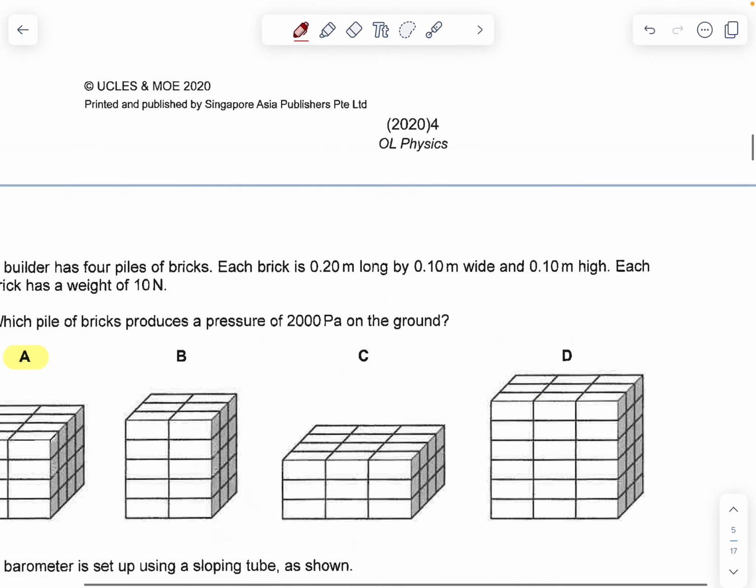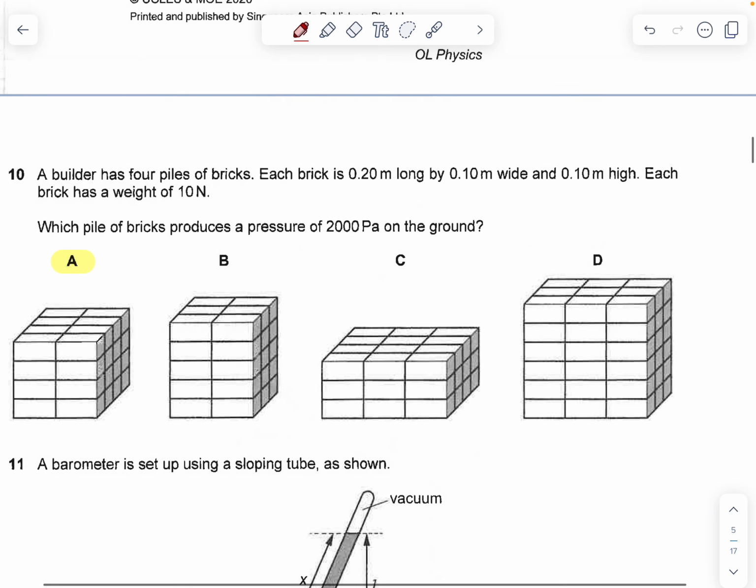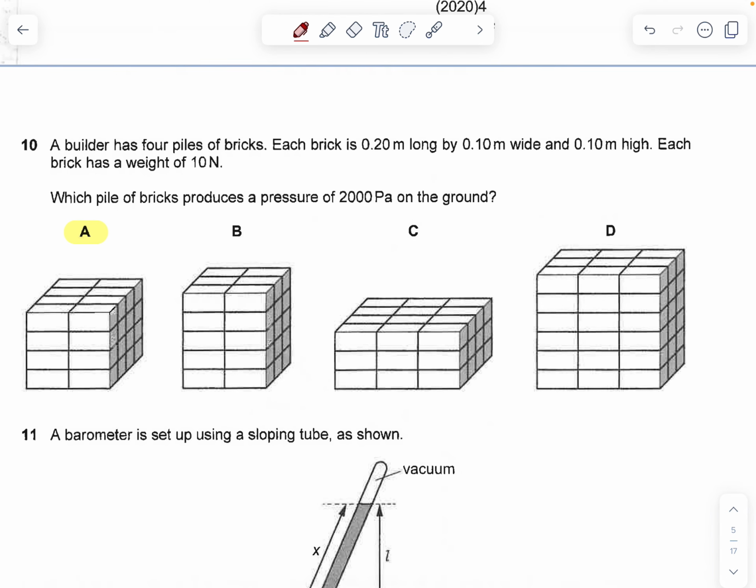Okay, question 10. A builder has 4 piles of bricks. Each brick is 0.2 meters long, 0.1 meter wide, and 0.1 meter high. Each block has a weight of 10 newtons. Okay, so that's the force. And which pile of bricks produces a pressure on the ground? So the formula you can use is P equals F over A, and just find the combination that produces 2000 Pascal.